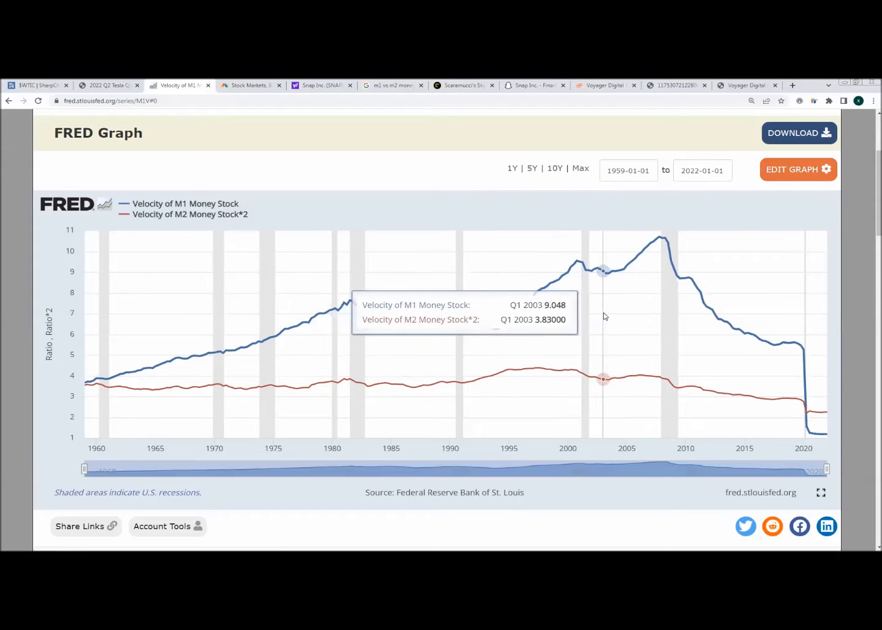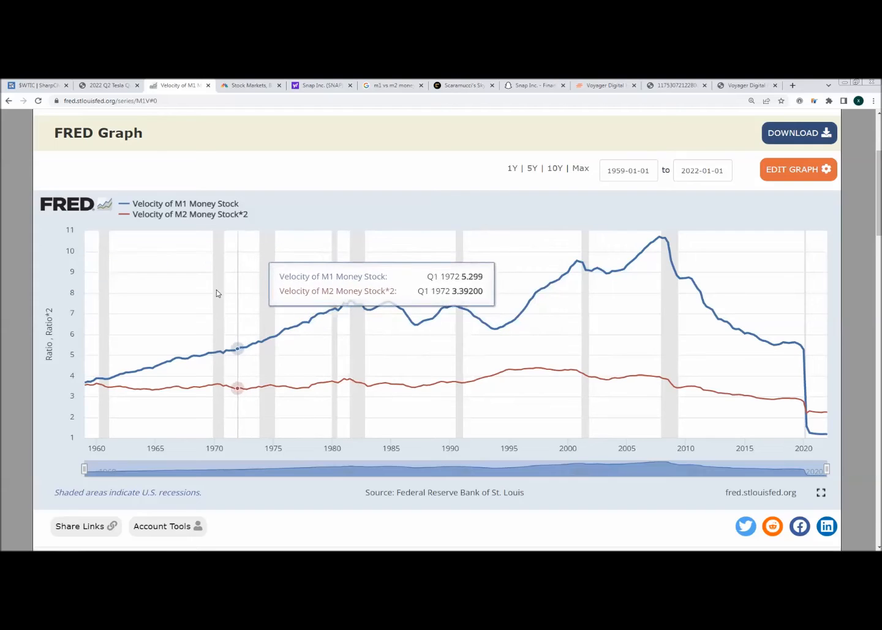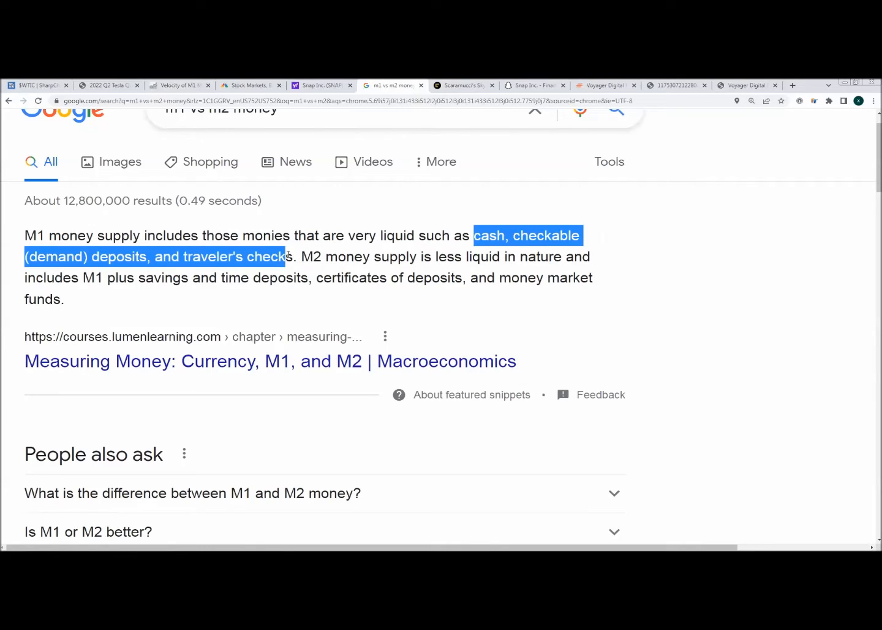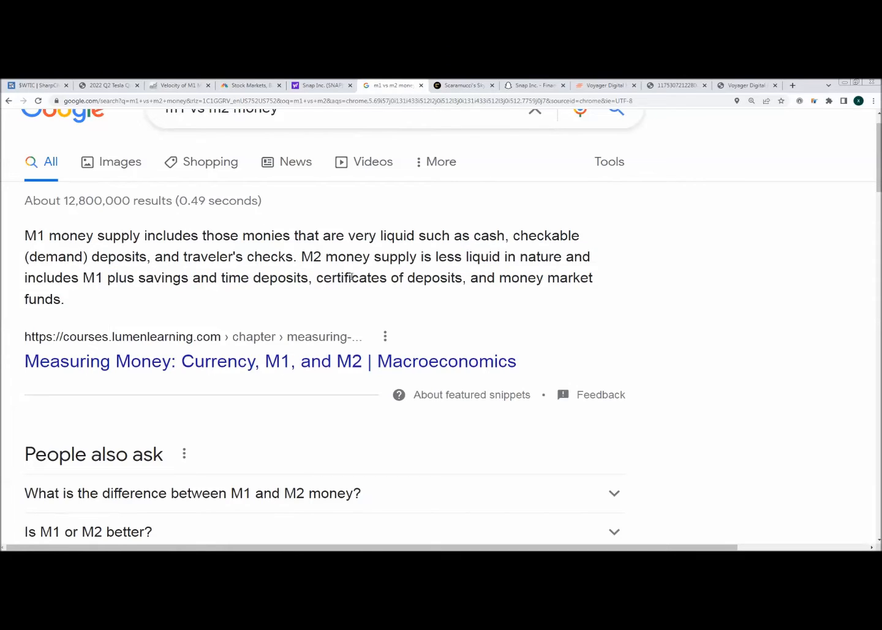So what we see is really interesting here. I'm going back way in time, in the M1, M2, you can see here. Okay, what's the difference between M1 and M2? So we just look it up. M1 includes monies that are very liquid. So this is your cash, checking deposits, traveler's checks. So this is the true real cash, and this is what most people have. Now, M2 is less liquid because it includes things like savings and time deposits and CDs.